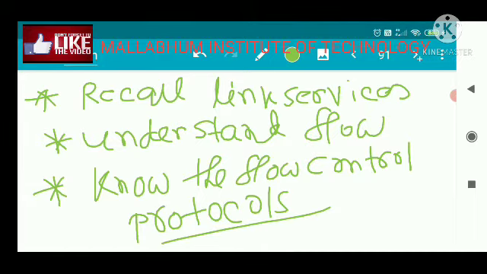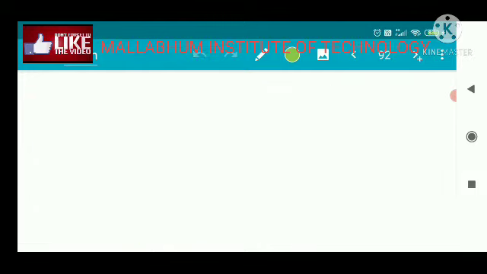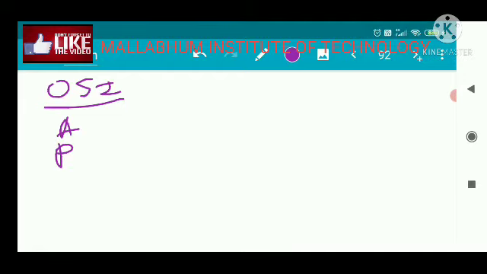First is the link layer services. In the link layer services, we know that there is the OSI model. The OSI model has seven layers, consisting of the application layer, presentation layer, session layer, transport layer, network layer, and then beneath that the data link layer and the physical layer. So this is the data link layer, and we are discussing this data link layer.